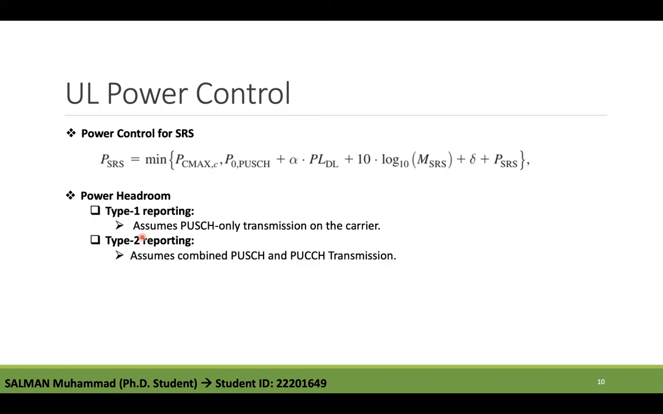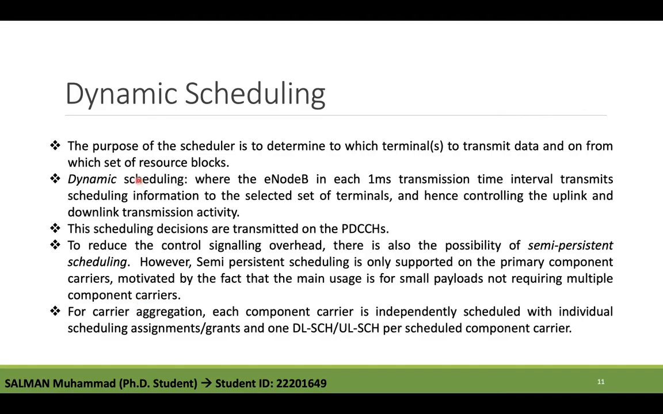while the Type 2 reports assume combined PUSCH and also PUCCH transmission. Dynamic scheduling. The purpose of the scheduler is to determine which terminal to transmit data on from which set of resource blocks. In dynamic scheduling, the network in each 1 millisecond transmit time interval transmits scheduling information to select the set of terminals, and hence controls the uplink and downlink transmission activity.